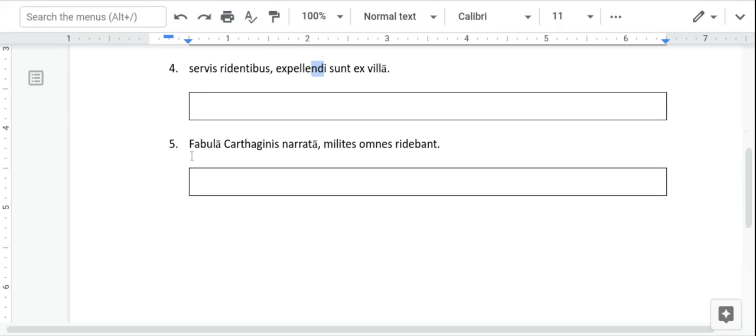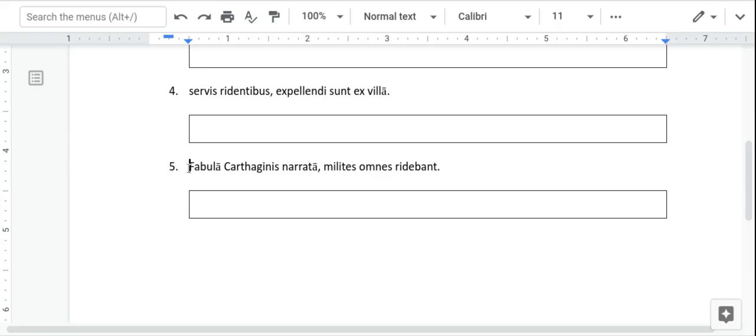All right, and then this last one also starts with an ablative absolute. Now here I put the long marks in. You should be able to identify those as ablative endings. With the story of Carthage, all right, I put Carthage here in the genitive case. With the story of Carthage having been told, all of the soldiers were laughing. And that's just regular Latin. There's no passive periphrastic there.